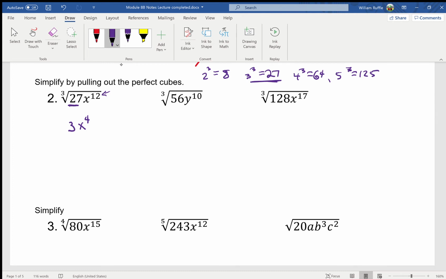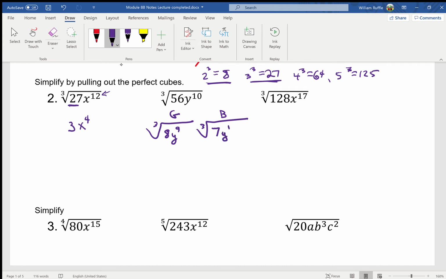Now 56 is not a perfect cube. But if I look at this, 8 does go into 56, but 27 does not. So 8 is going to be the perfect cube I'm going to pull out this time. So I'm going to have good guys, and I'm going to have bad guys. Since 8 is the good guy, 8 times 7 is 56. Now 10 divided by 3 does not work. But what is the highest multiple of 3 that is closest to 10? And it's got to be underneath it. So 9 is a multiple of 3, so I'm going to break this into y to the 9th and y to the 1st.